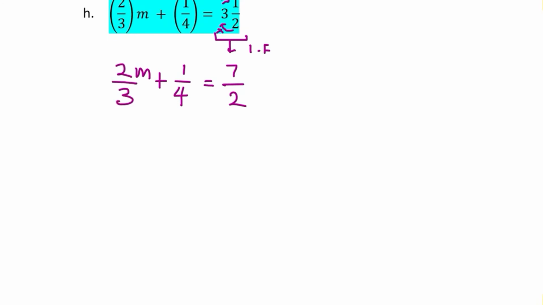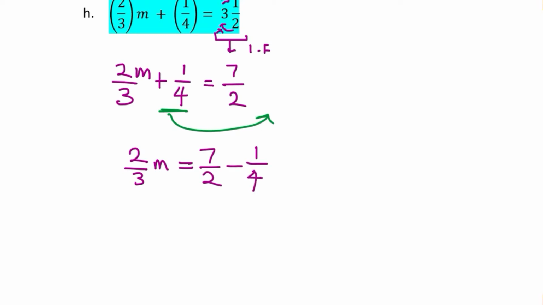So this is awesome here, because we are able to rewrite this into something that is more convenient for us to solve. So what we do in this case is move our constant over to the other side for it to match with the other constant. So once we're done with that, we'll have to subtract both sides by 1 over 4, which means that in this next step, 2 over 3 m is equal to 7 over 2 minus 1 over 4.